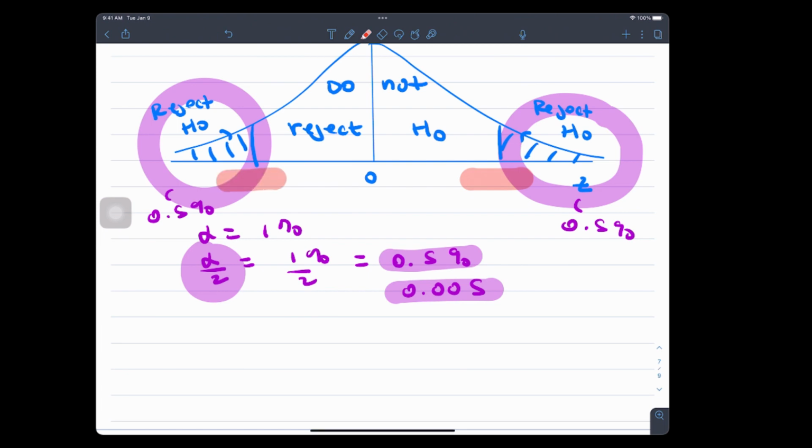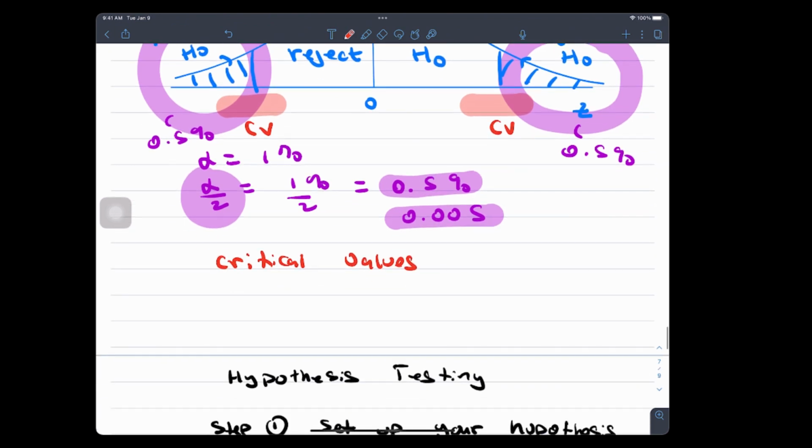We're almost there. Anybody want to tell me from yesterday, how do you find these things? First of all, what are they called? What are those things in red called? What does CV stand for? Outstanding. These are critical values. So I'm just writing this in our notes. We need the critical values.